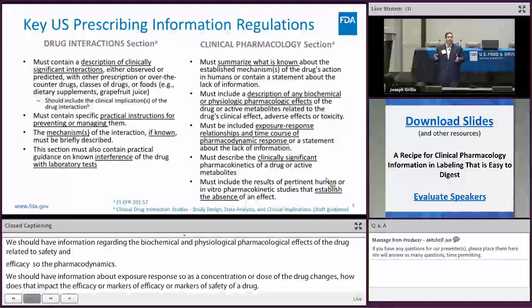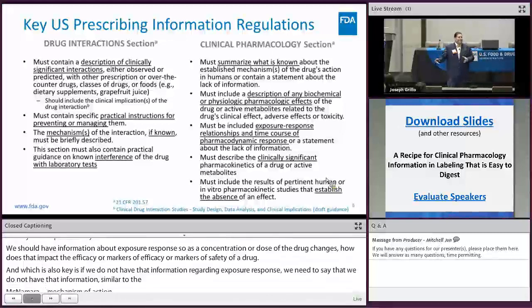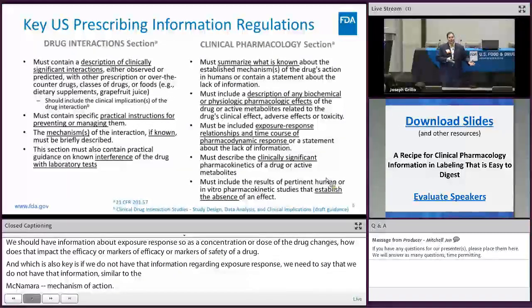So those are some places where it's very hard to take that section out, because it has to be either information about exposure response or there is no information. So it kind of always has to be there.